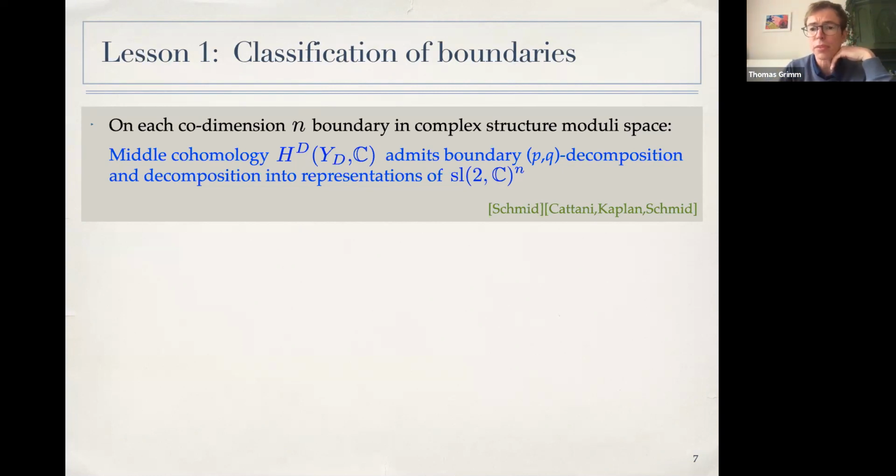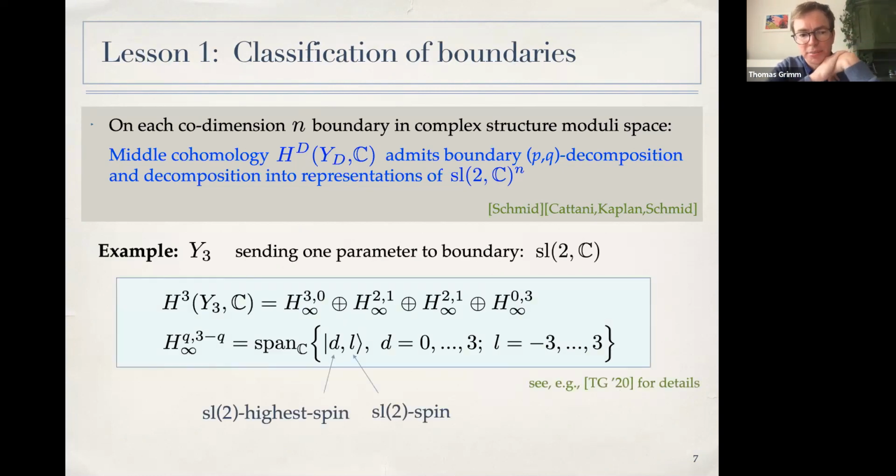Let me just explain this quickly for a Calabi-Yau threefold, where I send one modulus to the boundary. Then there's just a single SL2. Then there is on the boundary a PQ decomposition like this. This you have seen before, but I alert you, this is now a very non-trivial statement, because on the boundary, the manifold is wildly singular, right? These boundaries are the conifold point. The boundary is the large complex structure point. At the large complex structure point, there is a PQ decomposition.